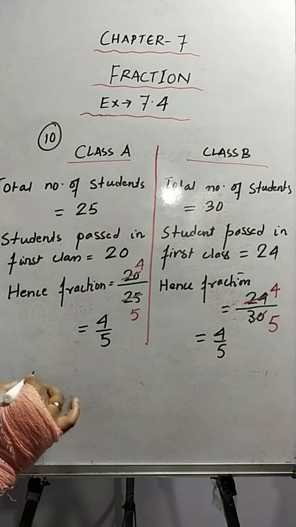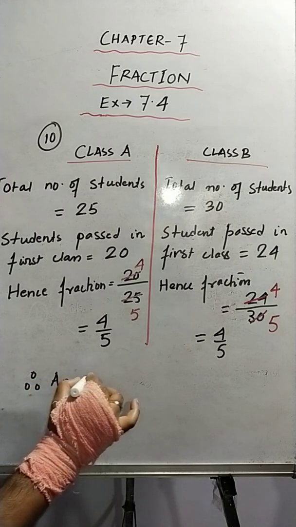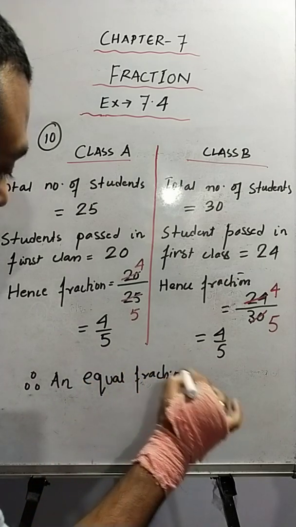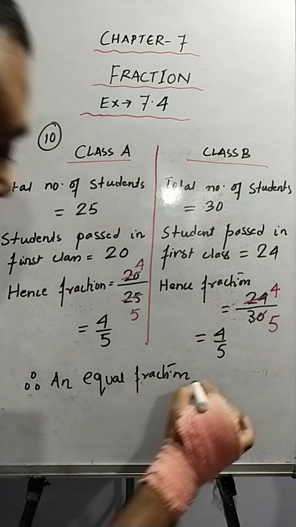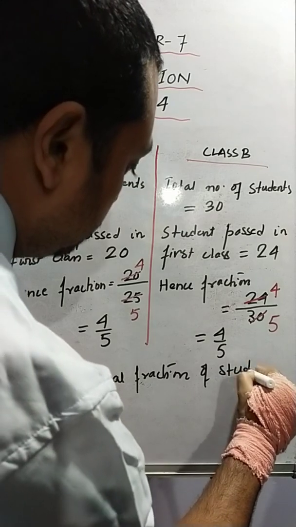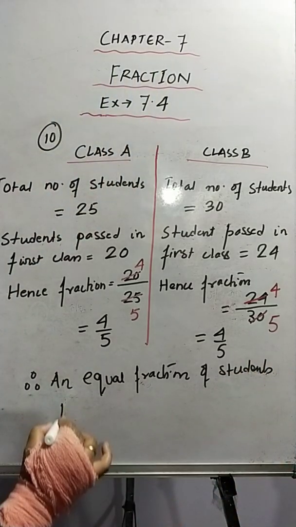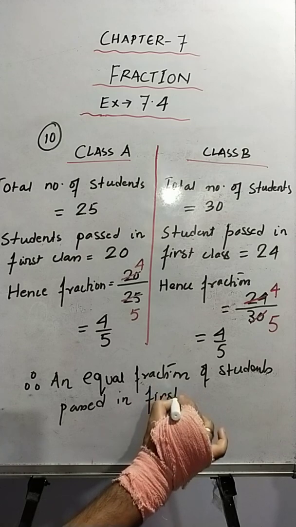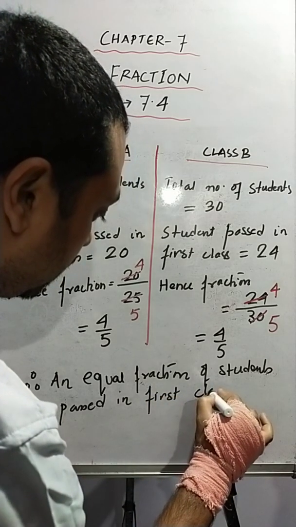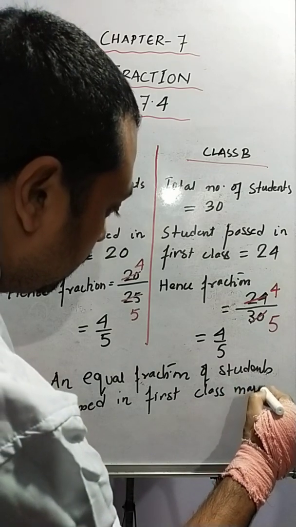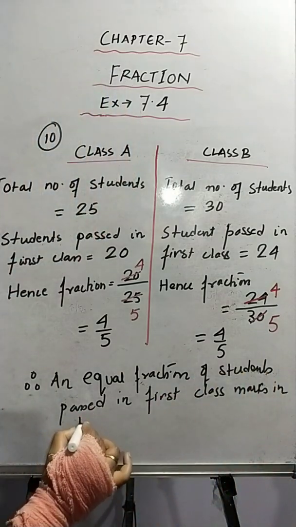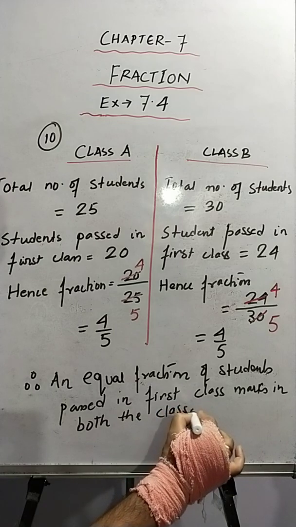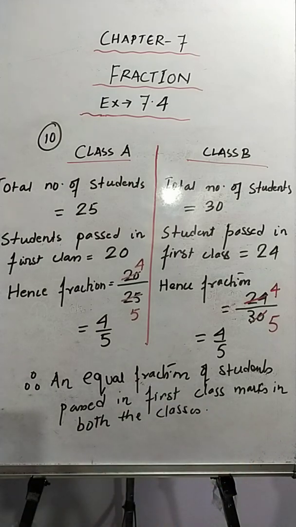So we'll write therefore: an equal fraction of students passed in first class marks in both the classes. Okay, so this is how you will conclude question number 10.